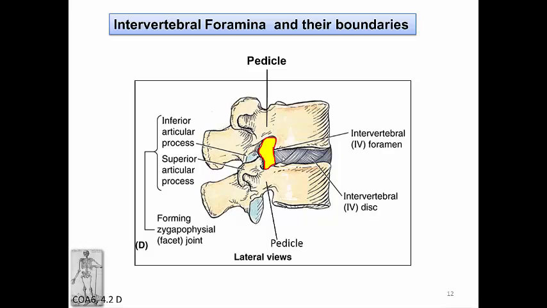If we consider the boundaries of the intervertebral foramen, anteriorly and superiorly, you're going to have the body of the superior vertebrae, as you can see right here. Anteriorly and inferiorly, you're going to have the IV disc. Superiorly and inferiorly are going to be the pedicles of the adjoining superior and inferior vertebrae. Behind them, so posteriorly, you're going to have the superior and inferior articular processes with these zygapophyseal or just facet joints that are formed in between them.